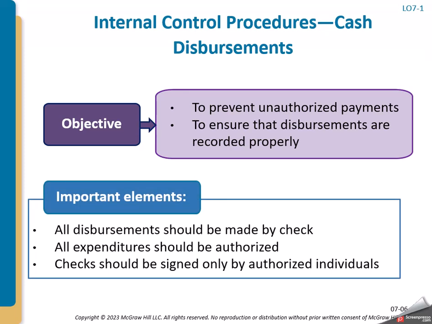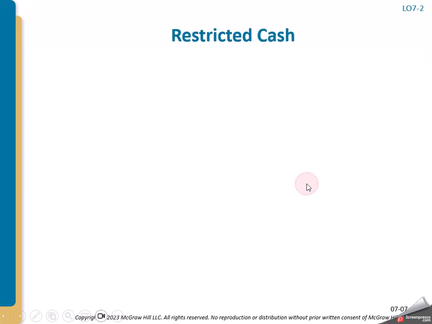Cash disbursements is when we're paying out, so we want to have internal control procedures that help prevent any unauthorized payments being made, and also ensure that those disbursements that are correct are recorded properly. Most of these disbursements could be made by check, or they could be made by wire transfer. They need to be properly authorized, and if they are checks, they should be signed by, normally, the controller or the CFO, somebody like that.